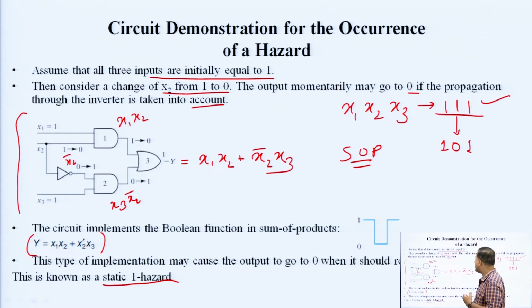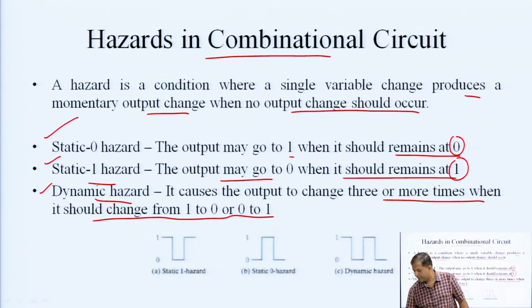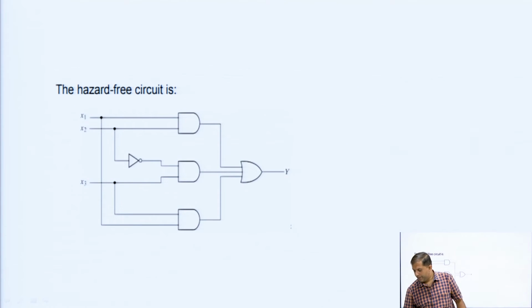Static 0 hazard means the output should remain at 0, but it changes to 1. So, that is called static 0 hazard. And what is static 1 hazard? Output should remain at 1, but it is changing to 0 for certain conditions, right. That is called static 1 hazard. Okay.